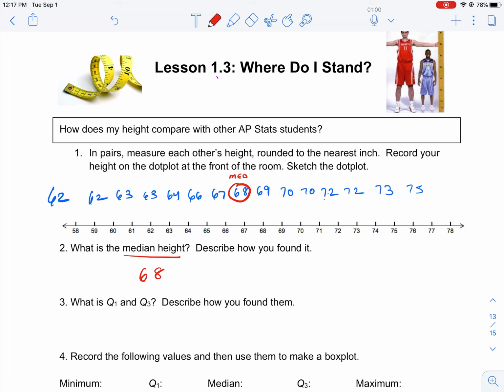What about Q1 and Q3? Q1 and Q3 are a little bit different depending on the number of data values that you have. Obviously, we have an odd number of data values. So what I'm going to do is find the middle of this half of the data and this half of the data. When I do that, I've got 1, 2, 3, 4, 5, 6, 7 data points. So my 4th data point is going to be Q1. My 4th data point on this side is going to be Q3.